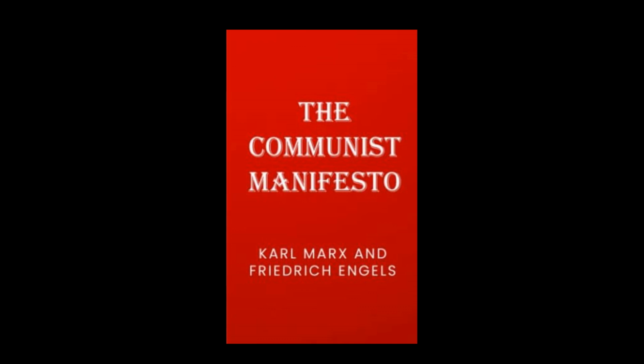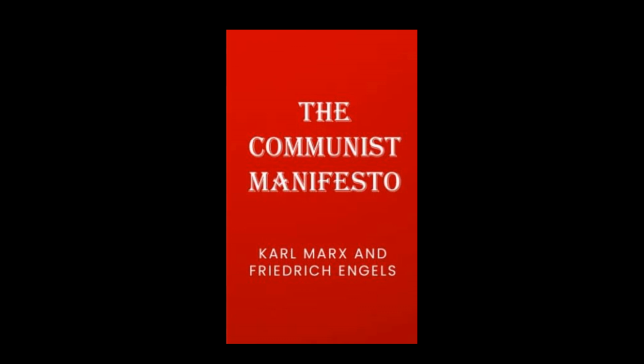The authors also argue that the Communist Party is not a utopian movement but is based on the real-world struggles of the proletariat. Marx and Engels argue that the Communist Party is the only movement that can lead the proletariat to victory over the bourgeoisie.